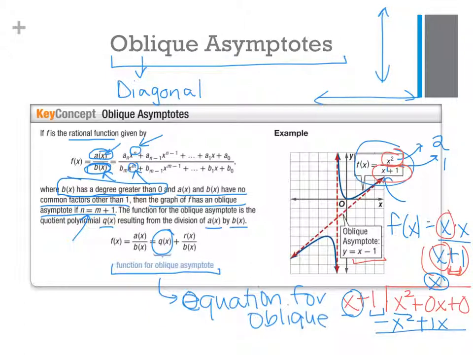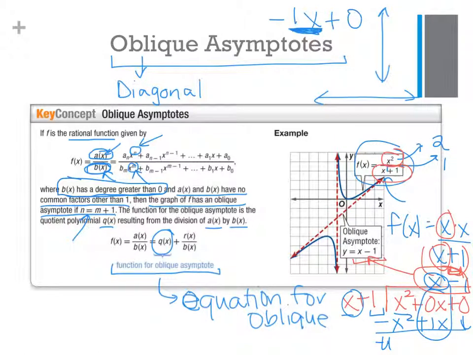If I subtract, I get negative 1x, so I'm subtracting here. 0 minus 1x is negative 1x. I carry down the 0, so I'm going to get a plus 0. And if I divide x into this term here, I get a minus 1. So I'm carrying out long division here, and you can see that our quotient is x minus 1, hence why the equation for the oblique asymptote is x minus 1.